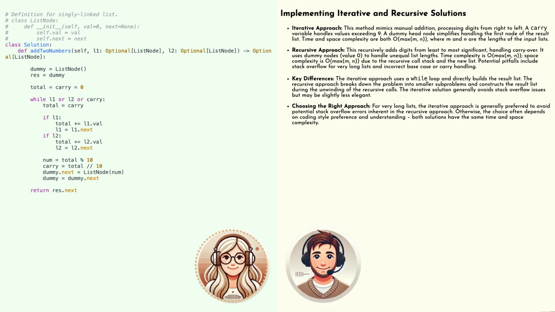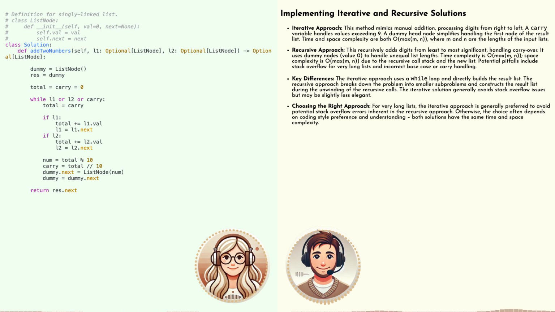Wow, that's amazing. It feels like magic building the result list in reverse like that. But it also seems a bit more complex than the iterative approach. Are there any downsides to using recursion? Anything we need to be careful about? Well, recursion can be a bit more memory intensive than iteration. Each recursive call adds a new frame to the call stack, which can lead to a stack overflow error if our lists are really, really long.